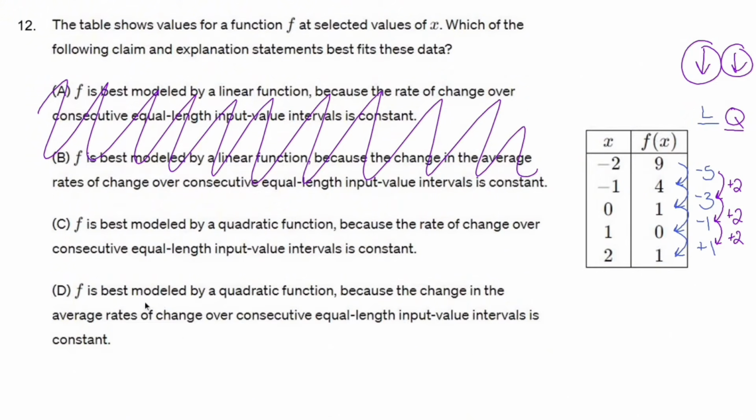So f is best modeled by a quadratic function because the change in the average rates of change over consecutive equal length input value intervals is constant. So the change of the rates of change, change of change, oh boy. So lots of words there. But D is quadratic, and it tells me change of a rate of change, which means quadratic.